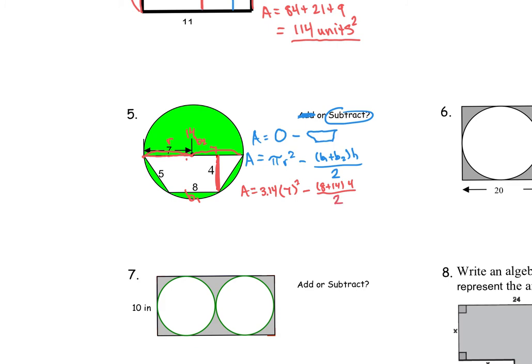Good? So this is going to give us an area equal to 153.9 minus 44 when you put that on the calculator. And then that means our final answer, the area of this circle, taking out the trapezoid, will be 109.9 units squared.